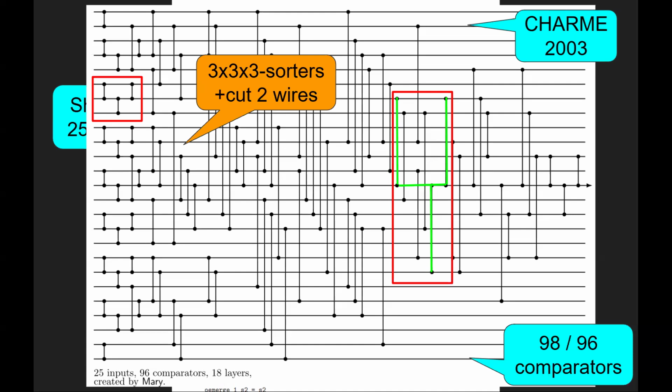Anyway, in the paper you have a 98 comparator network, but then she also wrote a paper with a version that is even smaller, 96 comparators. Okay, then you would say in 2003, we know how to compute the median of 25 inputs. We just use Mary's 96 comparator network, and that's the end of the story.